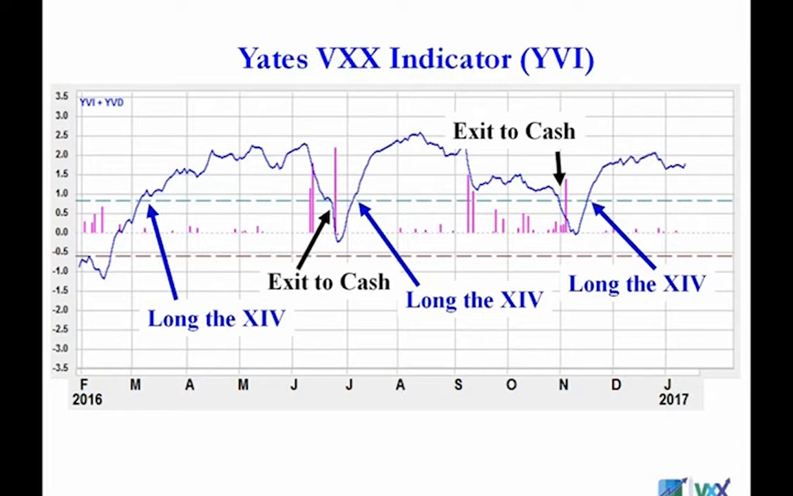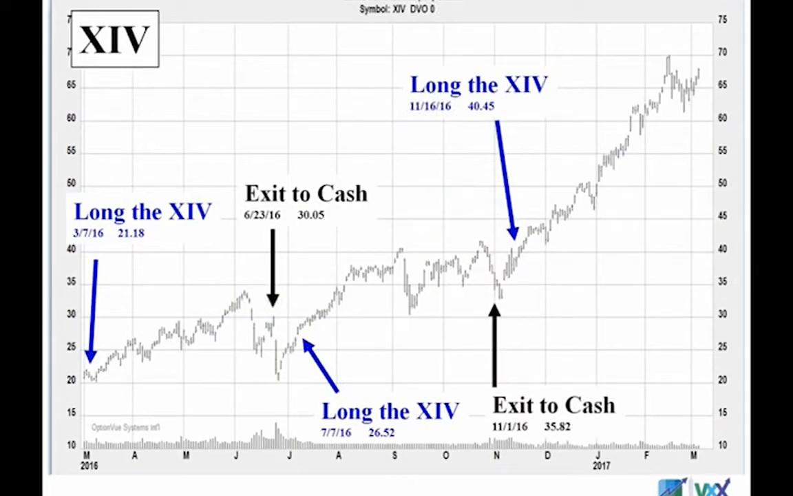So what I want to do is take these signals and superimpose them on a chart of the XIV so that you can clearly see how well these signals did at firing off profits or losses. Take a look at this. We went long with these signals at the beginning of March. The system was in cash on March 6th. On March 7th, the system flashed a signal, and we went long the XIV at 21.18. We moved forward 3.5 months. The system exited into cash on June 23rd at 30.05. That was a gain of about 45% or so.